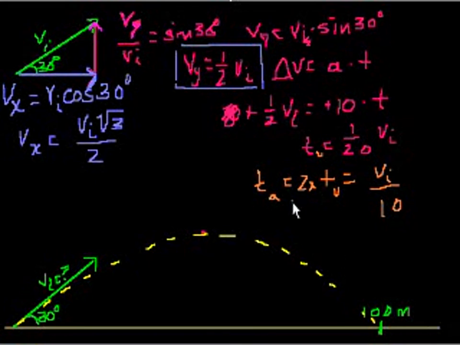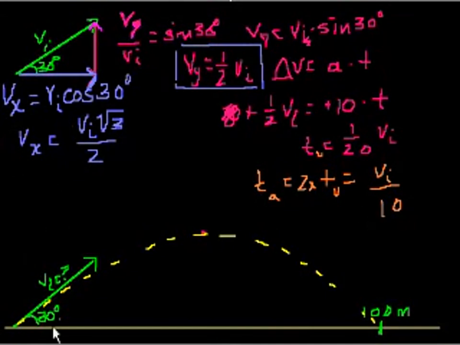Welcome back. Hopefully we together figured out correctly that the total time in the air is this initial velocity in this direction divided by 10. Right? That's our total time in the air. And now, how far is the object going to go?